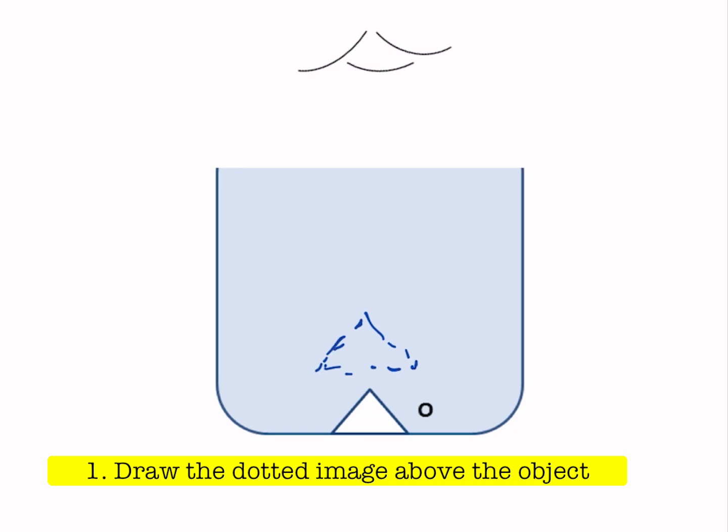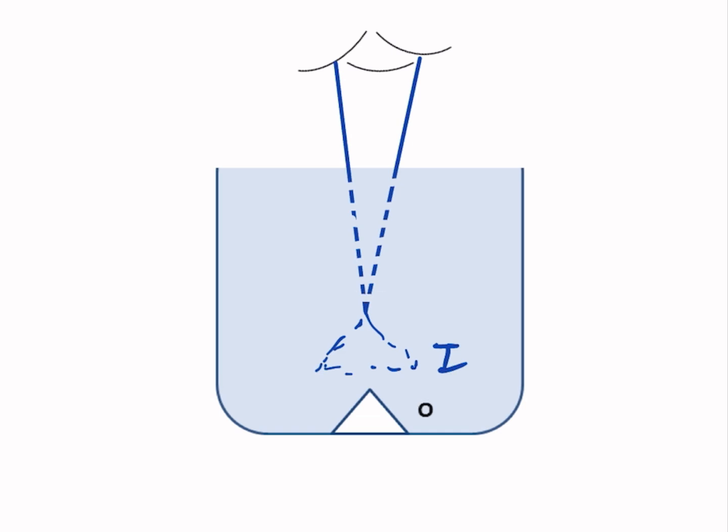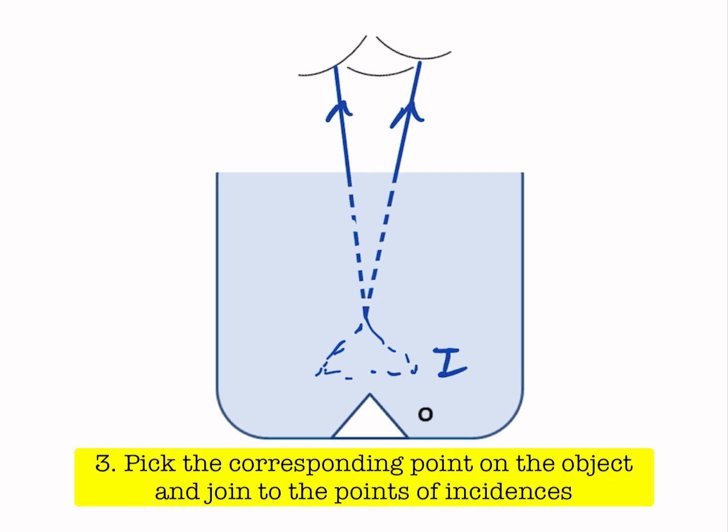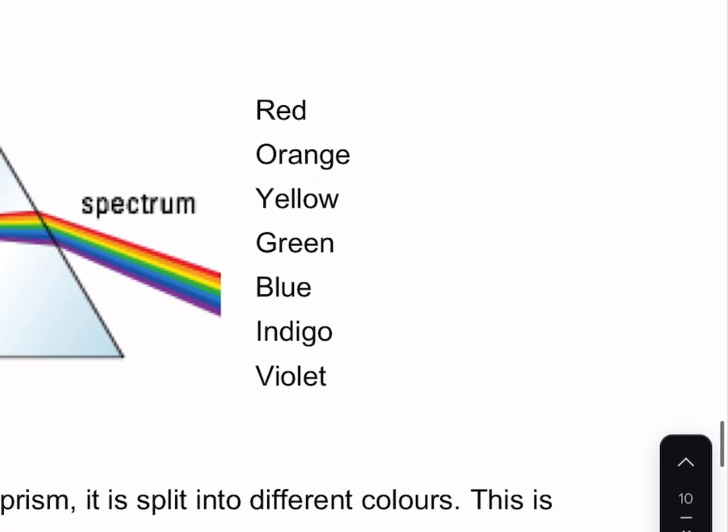Okay, so draw again a dotted line image. Point towards the eye. And then find the point of incidence and point it towards. Like so. Okay, so this is how you draw the light ray diagram for real depth and apparent depth.